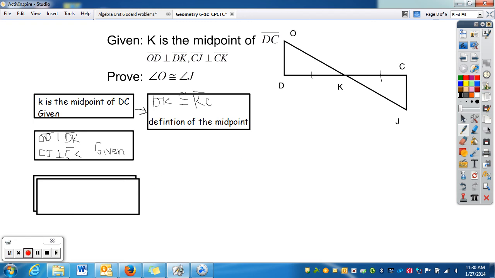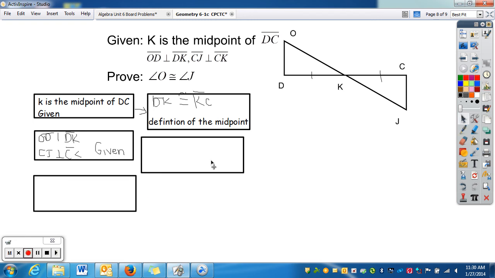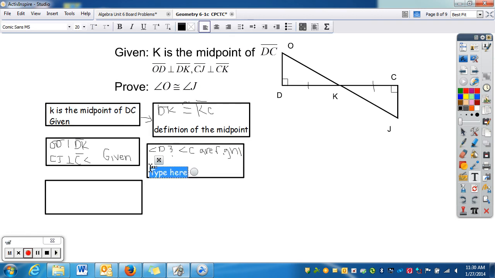Alright, so then I can use my next given, that OD is perpendicular to DK, which creates right angles. So I need to state those two angles are right. So angle D and angle C are right. Notice I didn't say they're congruent, because remember this is a two-part thing. And the reason I know they're right is definition of perpendicular.